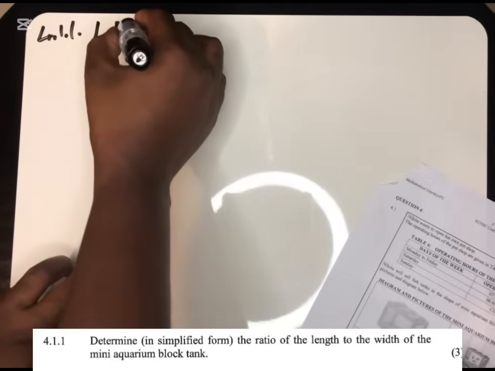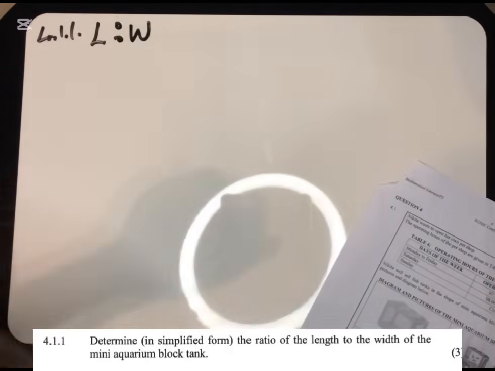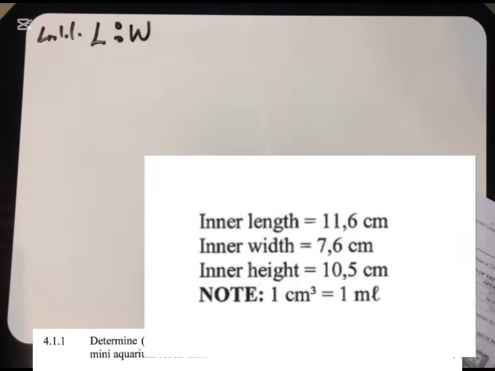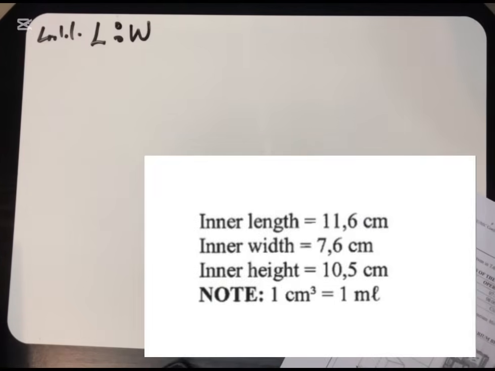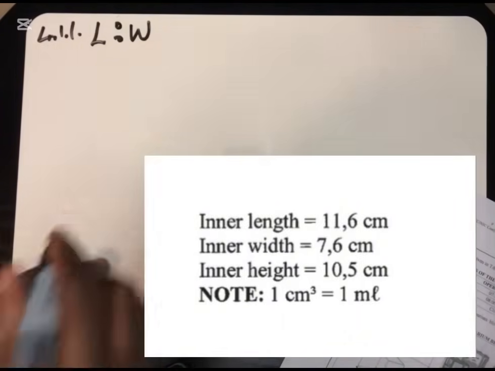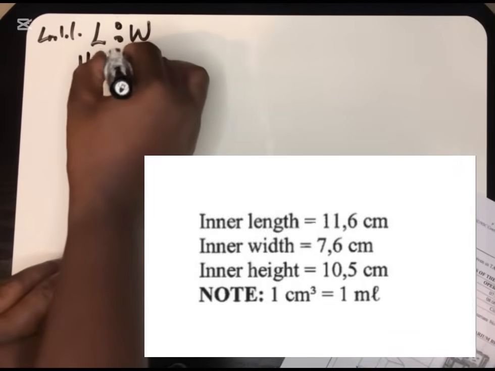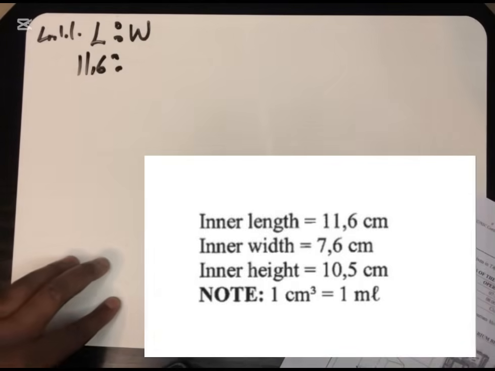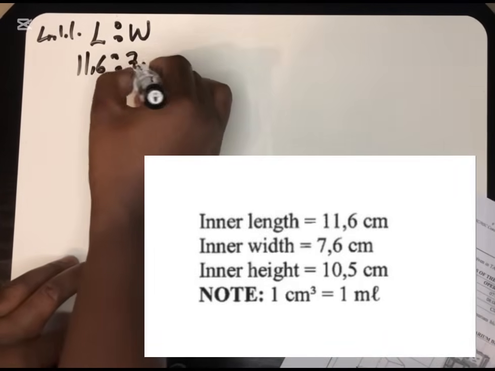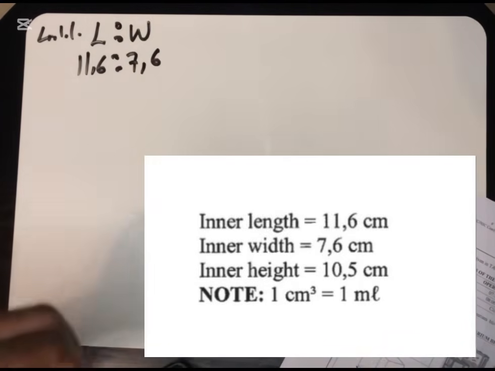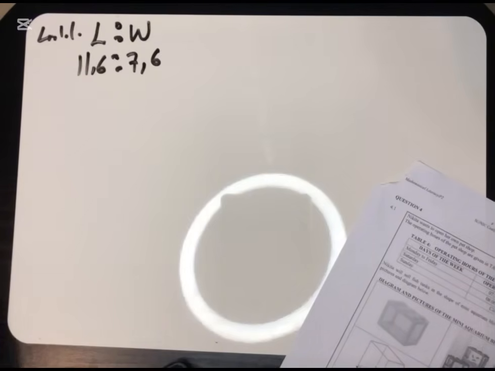The ratio of the length to the width. You should not forget, you're not allowed to interchange this. If they say width, you must begin with width. They say determine the ratio of the length to the width, so we begin with the length, which is 11.6, is to the width, 7.6. So 11.6 is to 7.6.